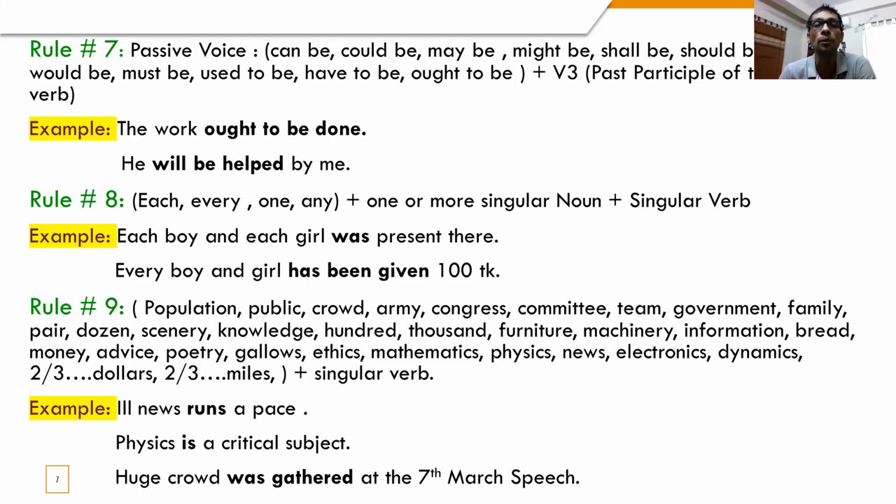...has been given, but singular, of course. Look at rule number 9 now. Population, public, crowd, army, congress, committee, team, government, family, pair, dozen, scenery, knowledge, 100,000, furniture, machinery, formation, bread, money, advice, poetry, gallows, ethics, mathematics, physics, news, electronics, dynamics, $2 to $3, 2 to 3 miles, or something like that, will always be followed by a singular verb.